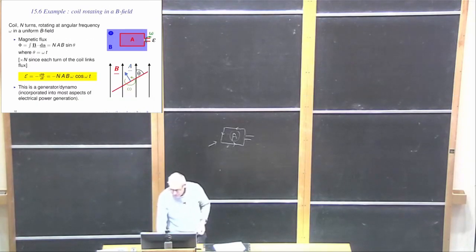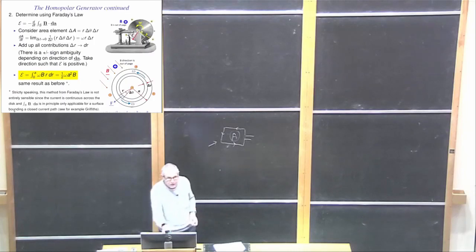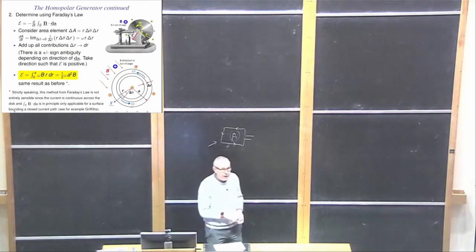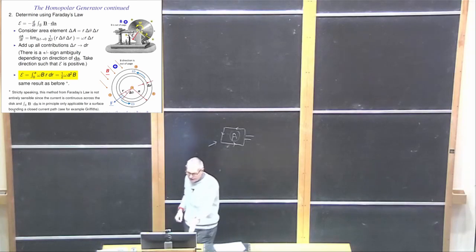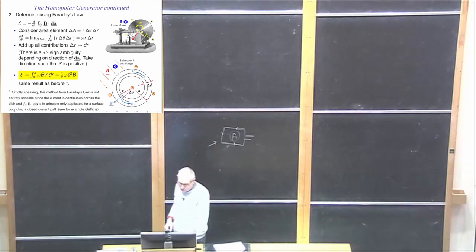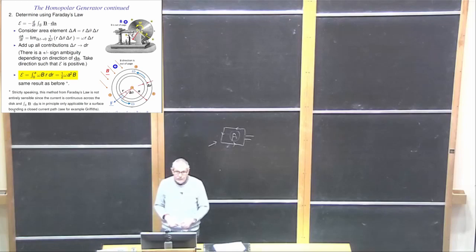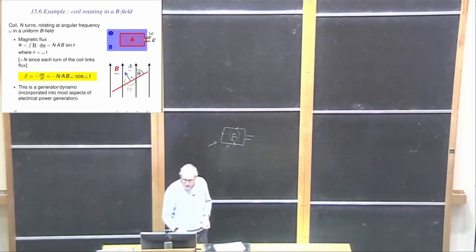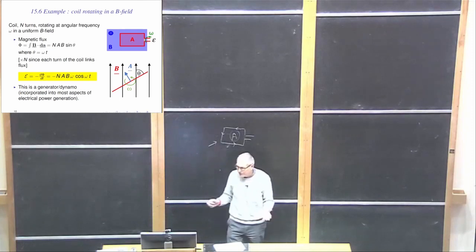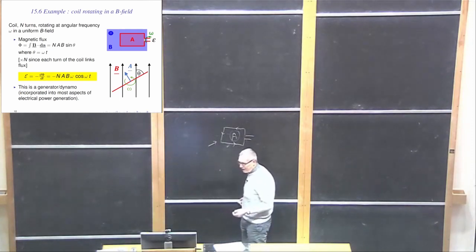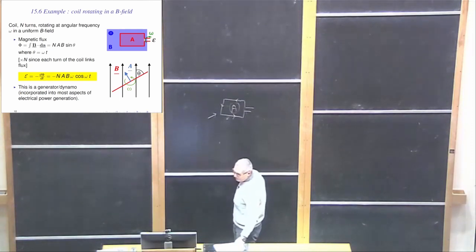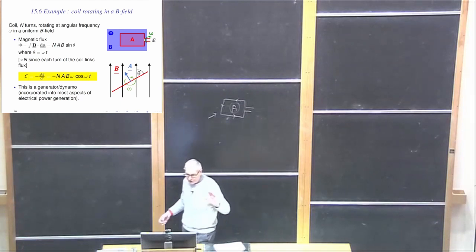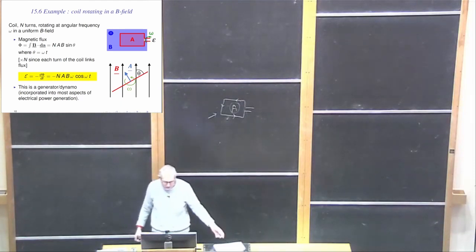I hope that didn't confuse you too much, but these revised notes are on the web, where I just put in this health warning, and I also confess to the sign problem. Good. So now we'll go to something completely fine, which is an example of a coil rotating in a B field.